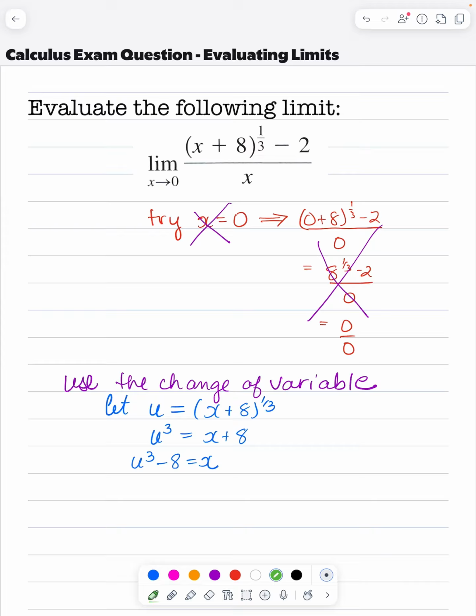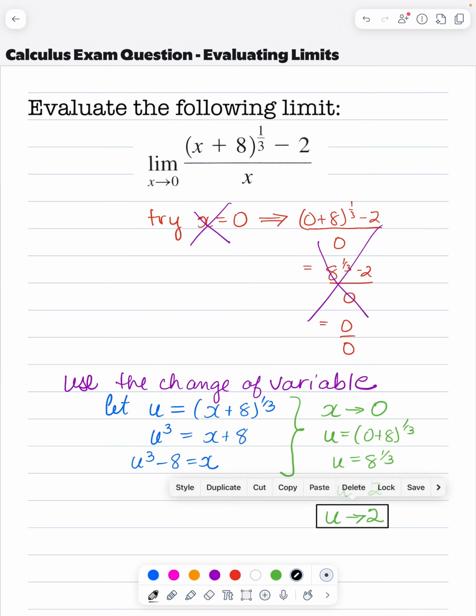We also need to change our parameters then. So if we have x approaches 0, we need to change that to the new variable. u is equal to (0 plus 8)^(1/3). u is going to be equal to 8^(1/3). So therefore, u is equal to 2, and that is going to be our new limit to approach: u is approaching 2. That's what we're going to be doing.